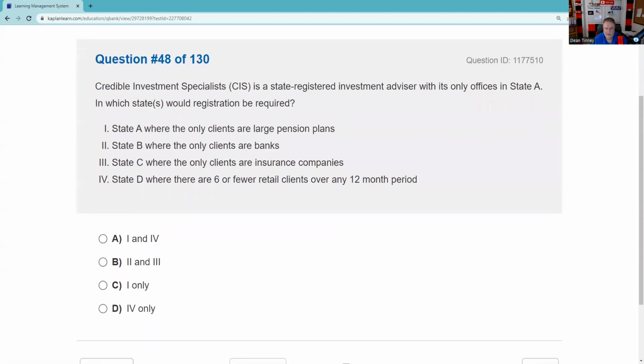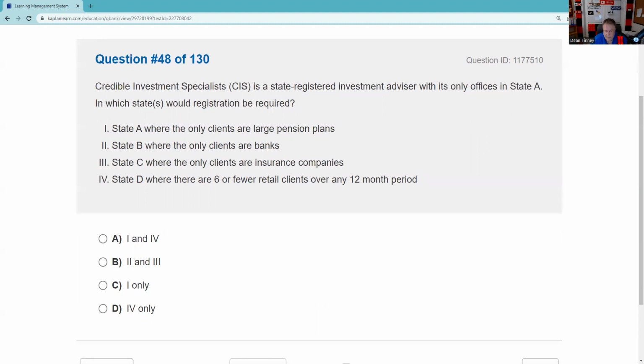Credible Investments is an investment adviser, state registered. Now, remember, you're either going to be state or federal, never both. I have a lecture, Who's Your Daddy? So the firm is never going to be registered with both. It's either going to be states or the SEC, right? It only has offices in state A. In which states would registration be required?